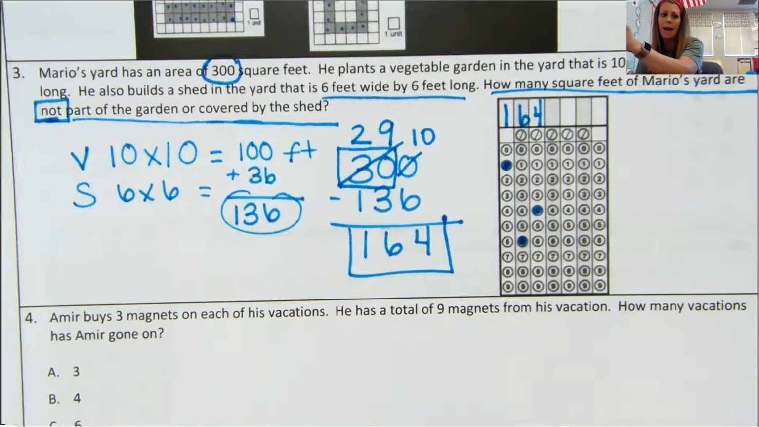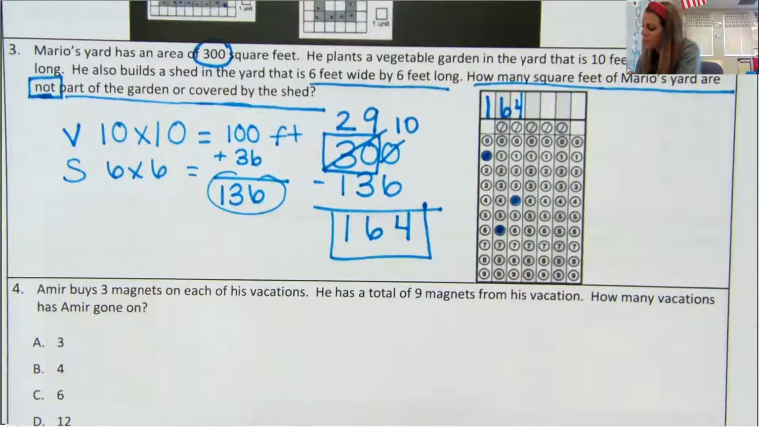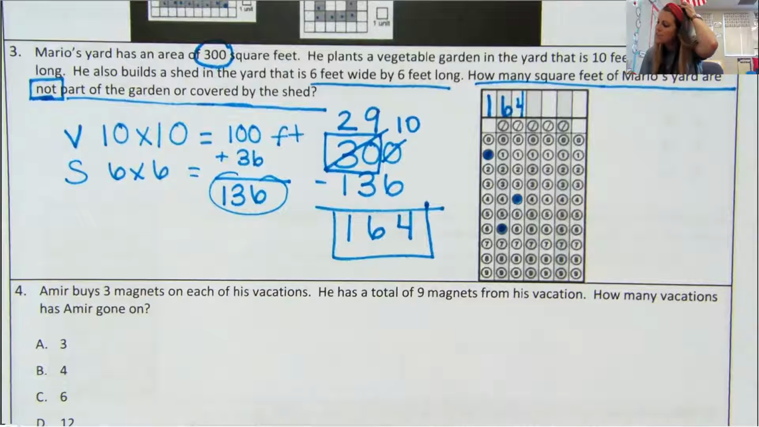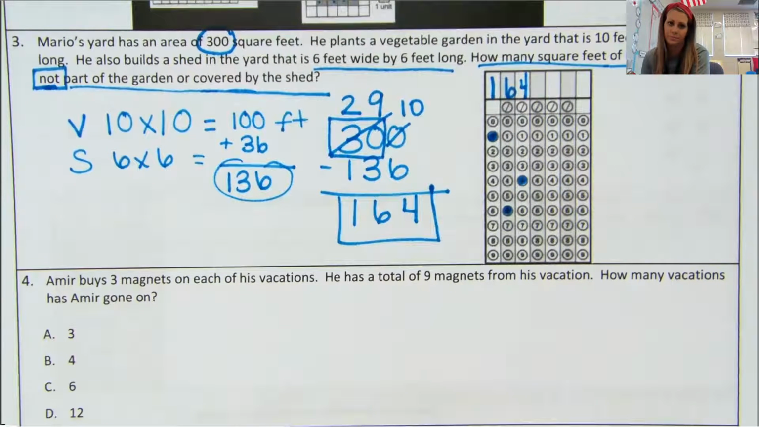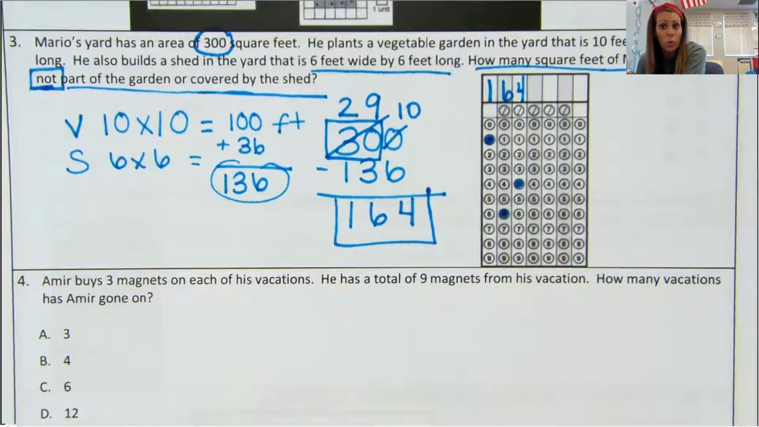Amir buys 3 magnets on each of his vacations. He has a total of 9 magnets from his vacations. How many vacations has Amir gone on? Pause it and solve it. All right, you should have paused, solved, and only pushed play when you have an answer.